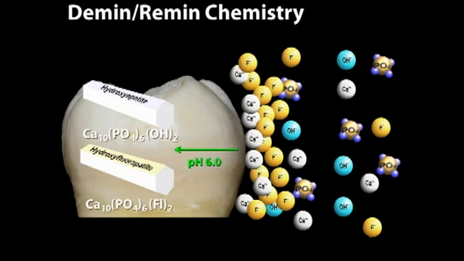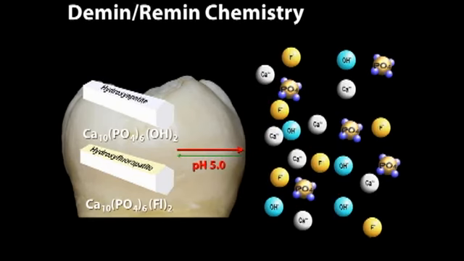Now, once we get a little bit lower to a pH of 5, this is where things get pretty bad, because we're now below the critical pH of the surface of the tooth, being around 5.5. This is when calcium and phosphate are getting pulled from the surface of the tooth, and you're now getting active cavitation.